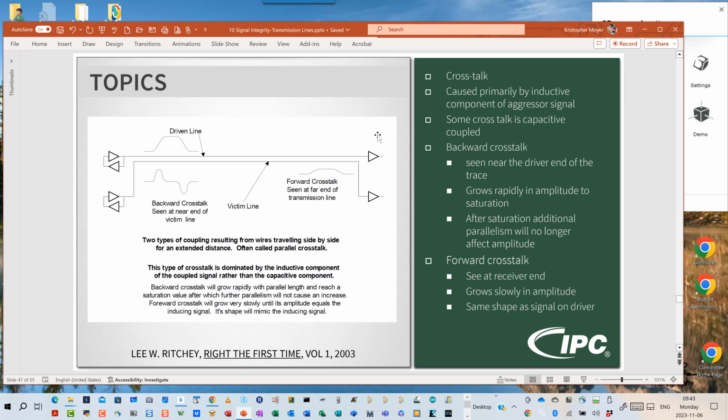Backward crosstalk is seen near the driver end of the trace. Driver meaning the driver of the aggressor end right here. So here's our aggressor, our driven line. Here's my driver end. Here's my receiver end. Backward crosstalk is going to be seen on the victim trace near the driver end.